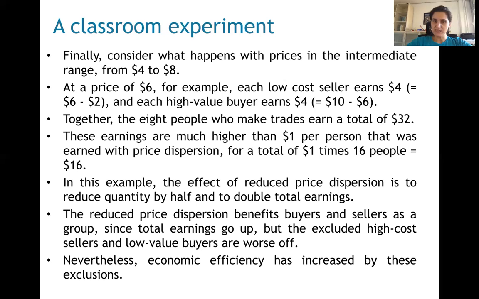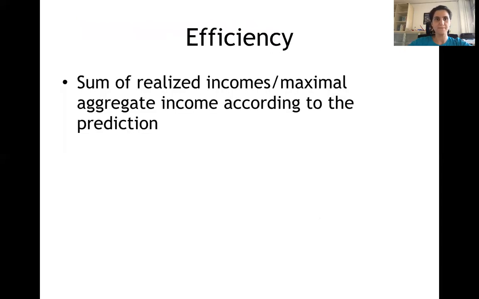The reduced price dispersion benefits buyers and sellers as a group since total earnings go up, but the excluded high-cost sellers and low-value buyers are worse off. They couldn't trade. It's a 0. Nevertheless, economic efficiency has increased by these exclusions. So what is the efficiency? How do we measure the efficiency?